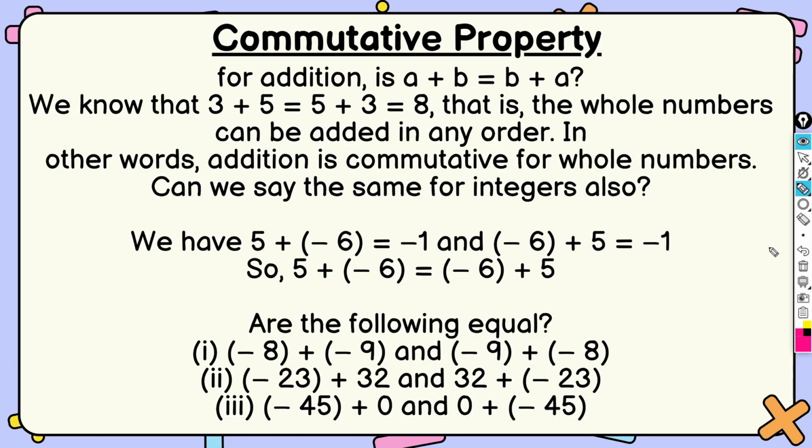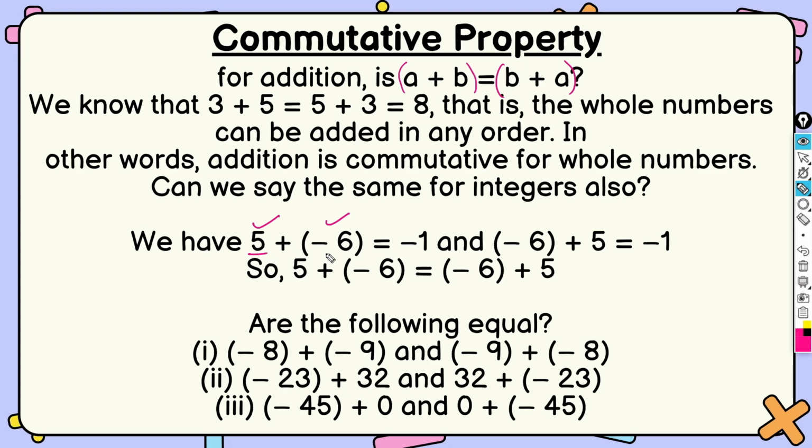Now let us see if integers follow commutative property. So first we'll see for addition whether integers follow commutative property or not. In order to verify whether integers follow commutative property, the formula is a plus b is equal to b plus a. We have studied in class 6 that whole numbers like 3 plus 5 is equal to 5 plus 3, which is equal to 8, can be added in any order and they follow commutative property. Similarly, for integers, we'll see whether they follow this commutative property as a plus b is equal to b plus a. So we have 5 plus minus 6.